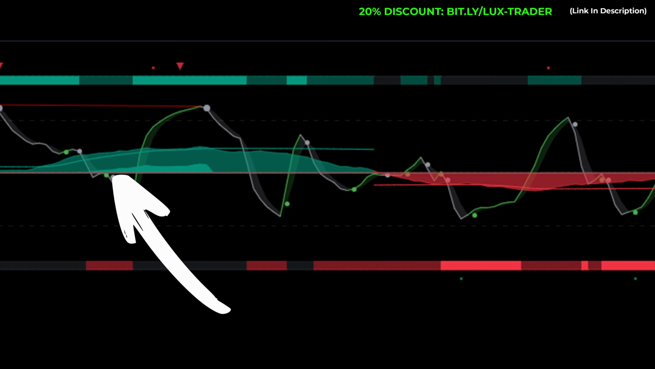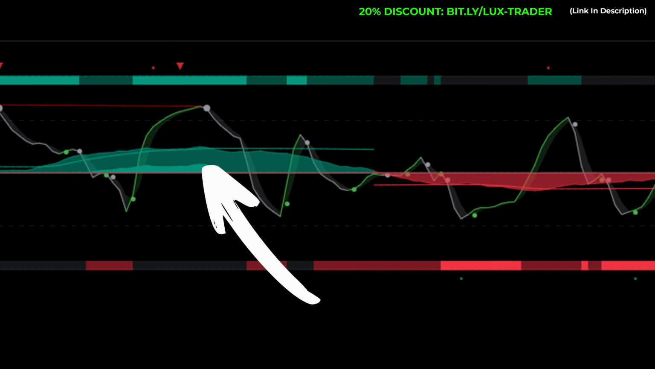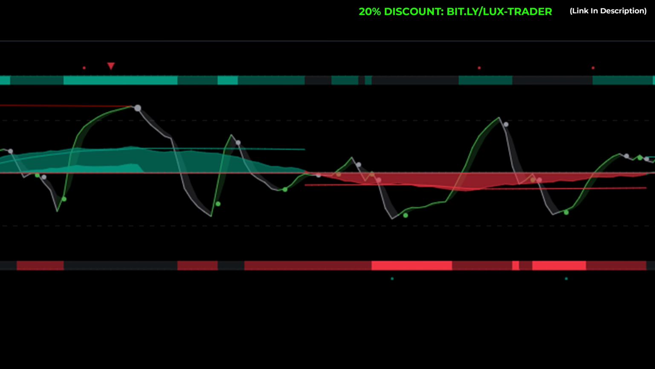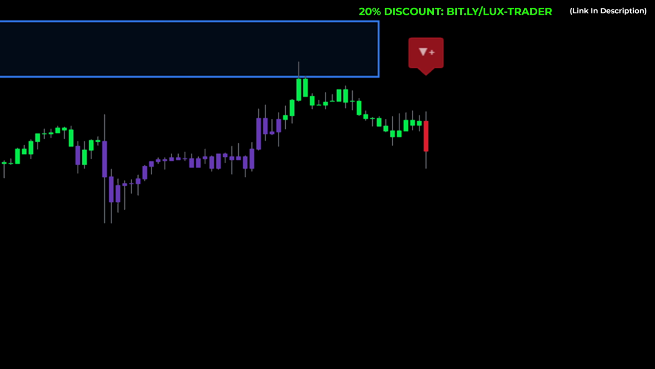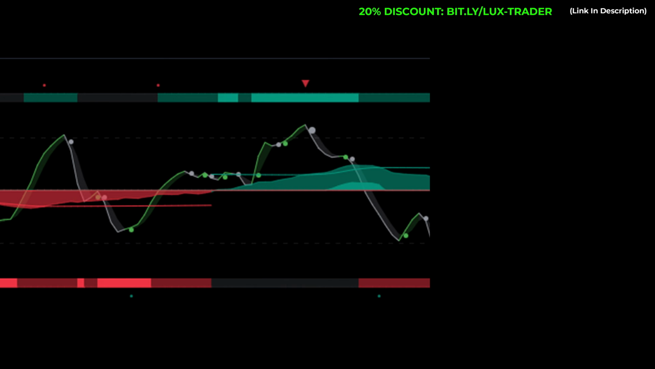Now, let's check the oscillator. Initially, the money flow was deep green, reaching the threshold line, but then it started to decrease. Next, it switched to a bearish money flow and then back to bullish money flow. Right where the sell signal got printed, the money flow was decreasing, which means there was less buying pressure.